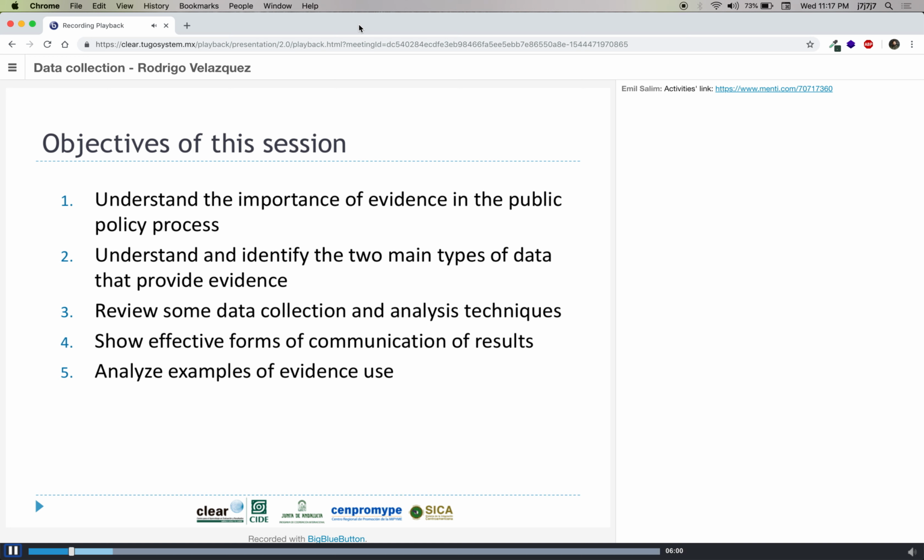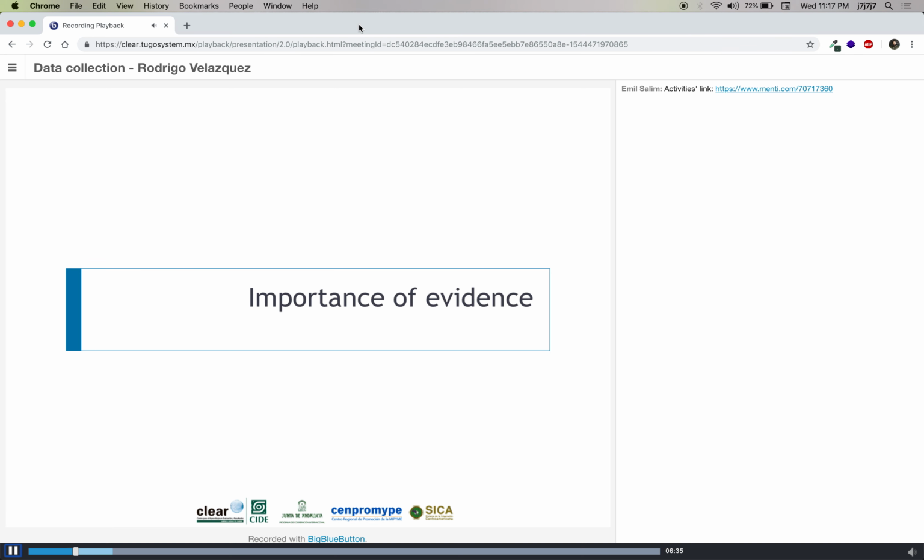And the fifth point concerning the objectives of this session is that we're going to analyze examples of evidence use and data. And for this, one of the tools that we're going to use is Mentimeter. I think that you have previously used this. So we are going to analyze the different examples that I am going to provide so that this can be clearly understood. So these are the objectives of this session. So let's talk about the first one. And this has to do with the importance of evidence and understanding what evidence is.